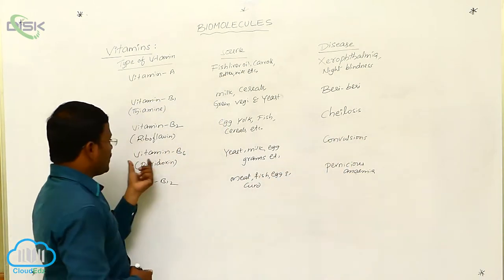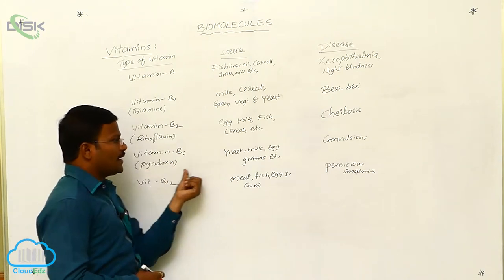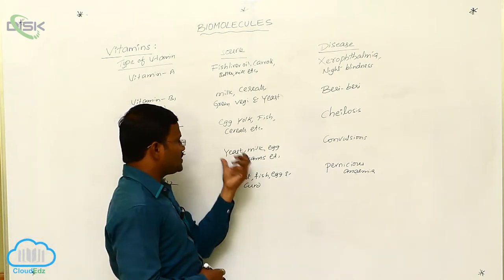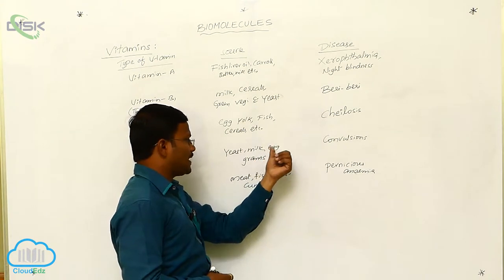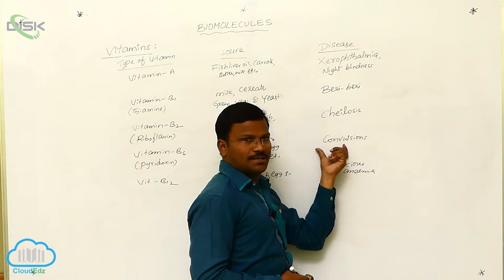Whereas vitamin B6, the chemical name of vitamin B6 is pyridoxine, and it is available from yeast, milk, egg and grams. Here the affected disease is convulsions.